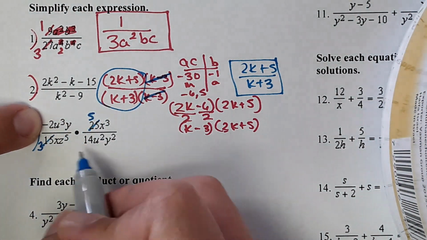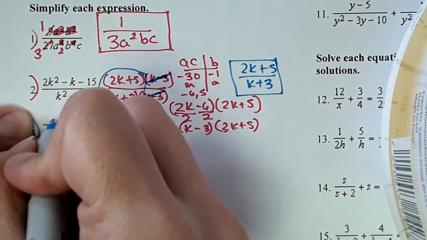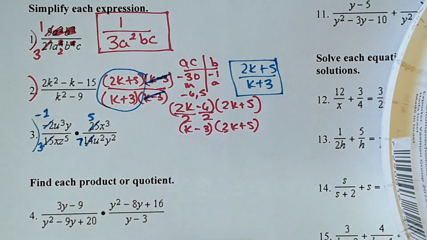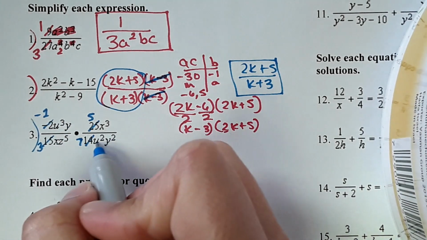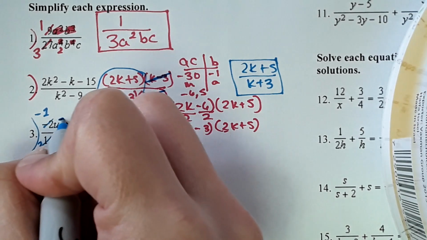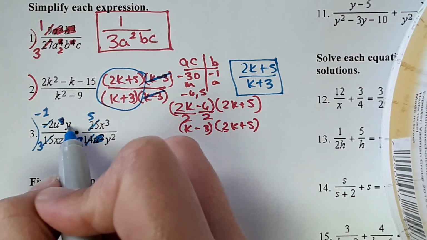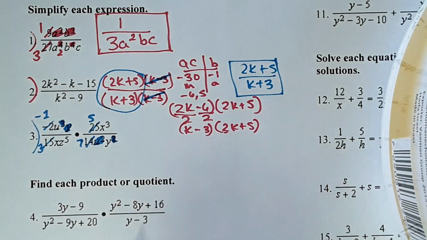The negative 2 and 14 can both be divided by 2, so I'll divide this by 2 to get negative 1, divide this by 2 to get 7. Okay, now I'm going to simplify the variables. U cubed and U squared. So there's 3 U's here, 2 here. So both of these U's would cancel and we're left with just 1 U on top. The Y, we have Y and then 2 Y's down here. So this would cancel and we're left with 1 Y on the bottom.